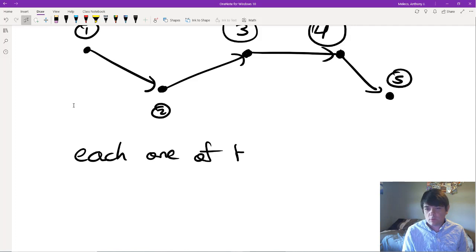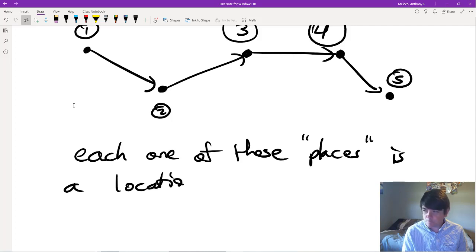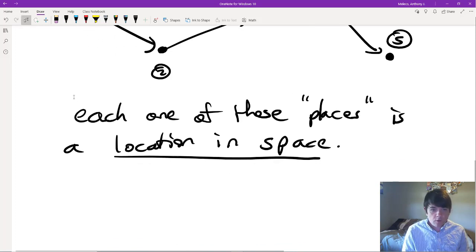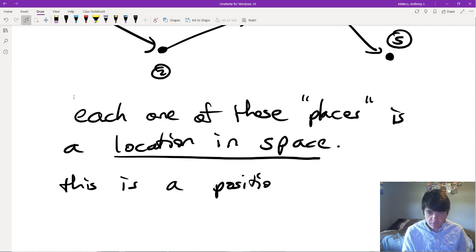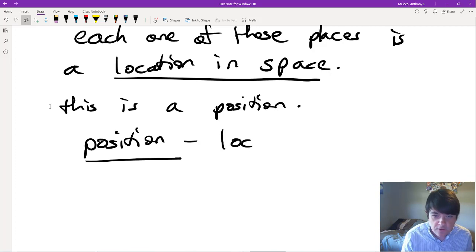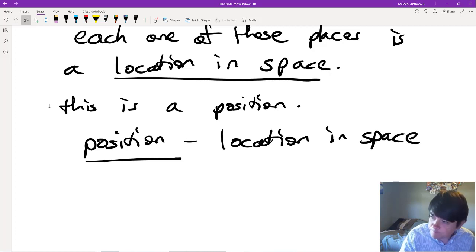Each one of these places, okay, that's the word I used, is a location in space. Location in space. This is a position, okay? So your position is location in space. So the definition of position is a location in space, okay?